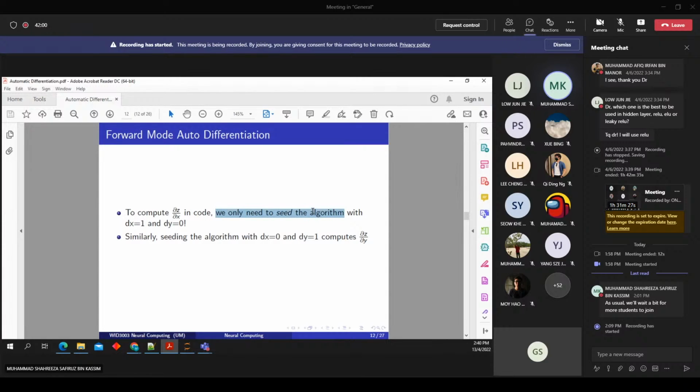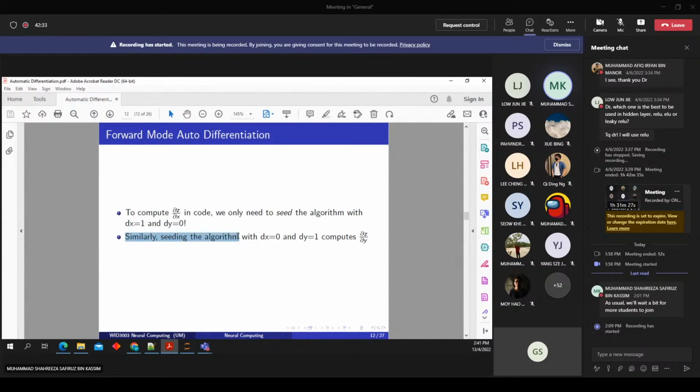We only need to seed this code. We're calling this seeding, yeah? We only need to seed the algorithm with the variables that we are interested in. Okay, so to compute dz/dx, the derivatives of z with respect to x, we need partial derivatives. You just need to seed dx equals 1 and dy equals 0, and so forth.